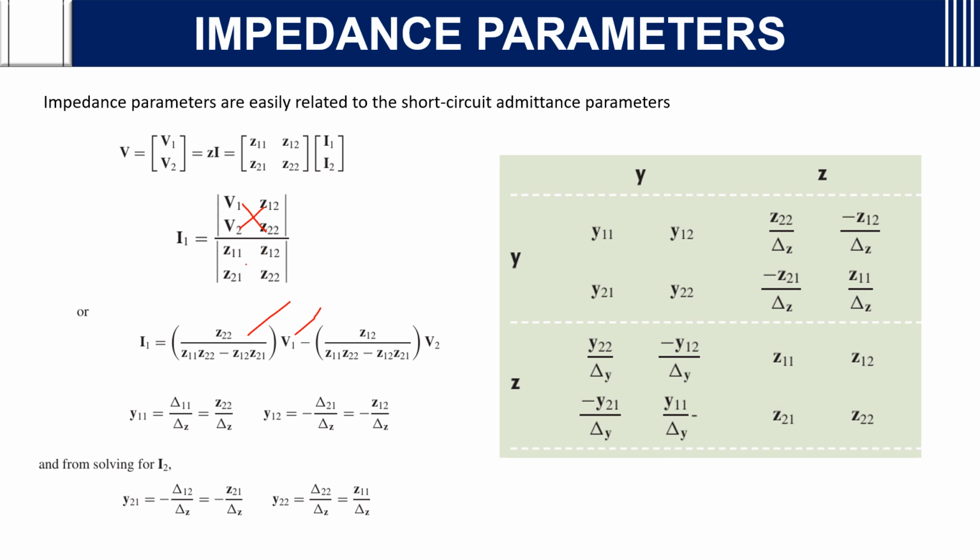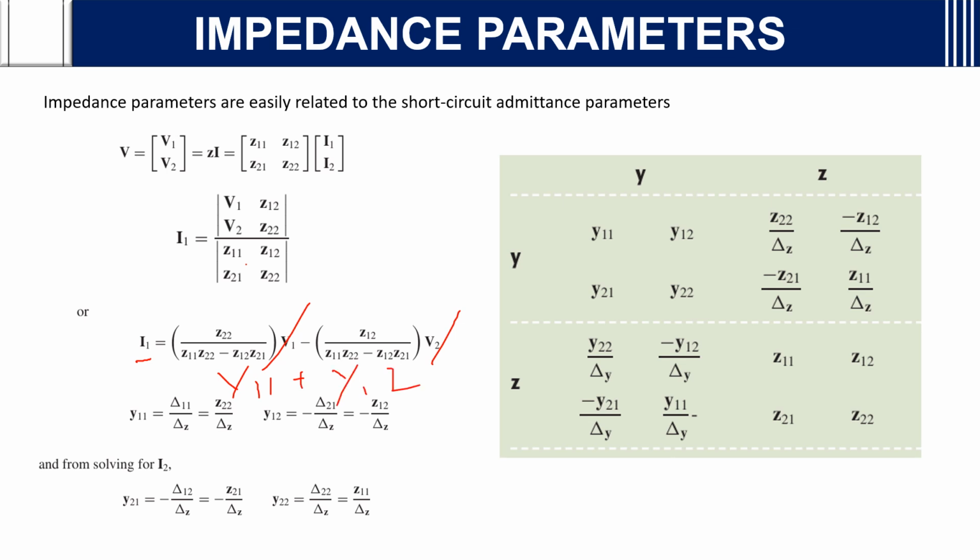In this way you can write. Separately we are making separate equations, like for this, V1 terms: Z22 by Z11 Z22 minus Z12 Z21, then V2 terms: Z12 by Z11 Z22 minus Z12 Z21. Okay, this is V1 terms, this is V2 terms. If you clearly observe, this is in the form of I1 is equals to Y11 V1 plus Y12 V2.